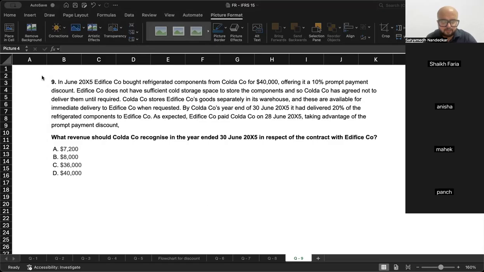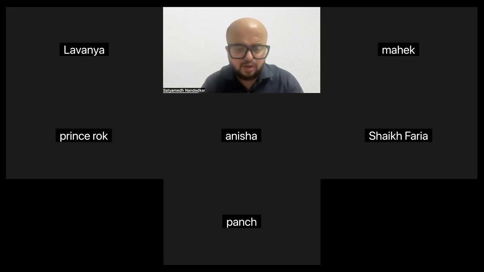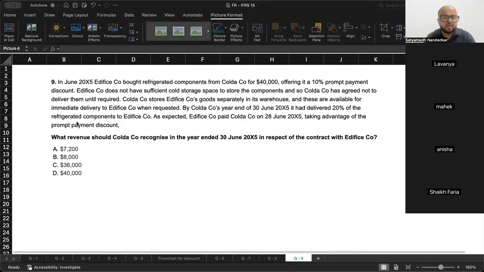Facing some internet issues. I'm not able to see the screen also. Is everyone facing an internet issue? No, sir. No, sir. क्वेश्चन देखो एक बार.